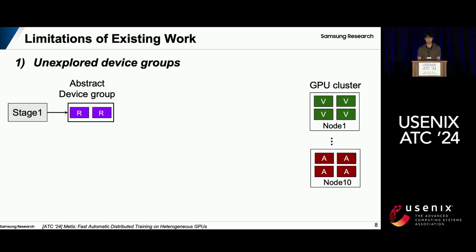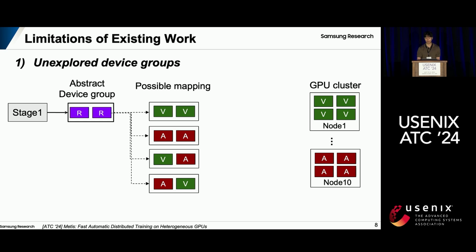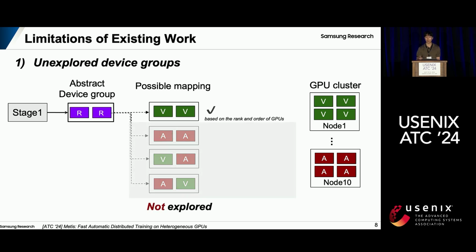First, they have a limitation in exploring diverse device groups. For example, when there are two types of GPU, V and A, and there is an abstract device group with two R GPUs, then the number of possible mappings of GPUs to the abstract device group is 4, such as VV, AA, VA, and AV. However, the existing work just explores one mapping based on the rank and order of GPUs because they assume that all GPUs are the same. Therefore, they do not explore the remaining mappings of GPUs and fail to find a more efficient pair of stage and device group on heterogeneous GPUs.